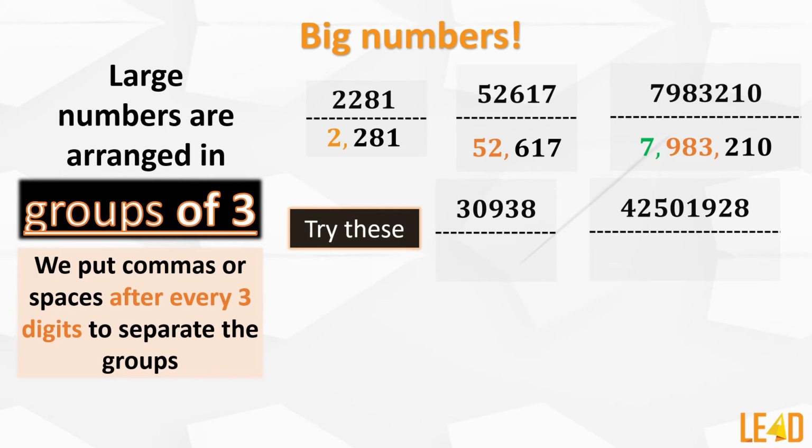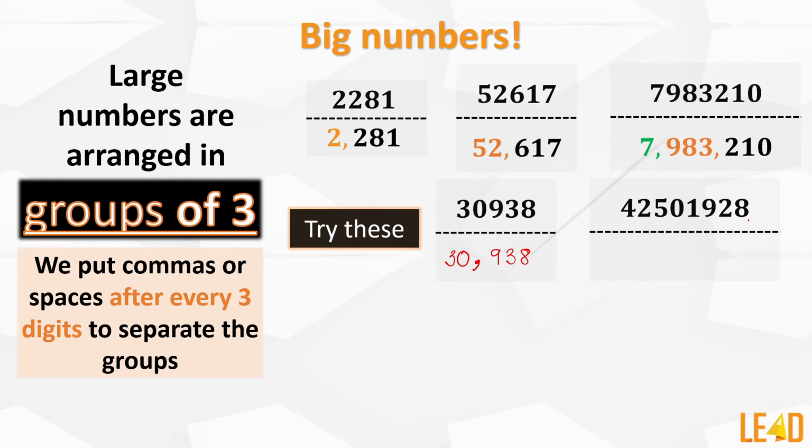All right, so we're going to practice this. We're going to count from the back. One, two, three, and then put the comma. So we're going to have 30, then a comma, and then 938 on the other side. With 30, you have the comma, we have the first group and the second group.